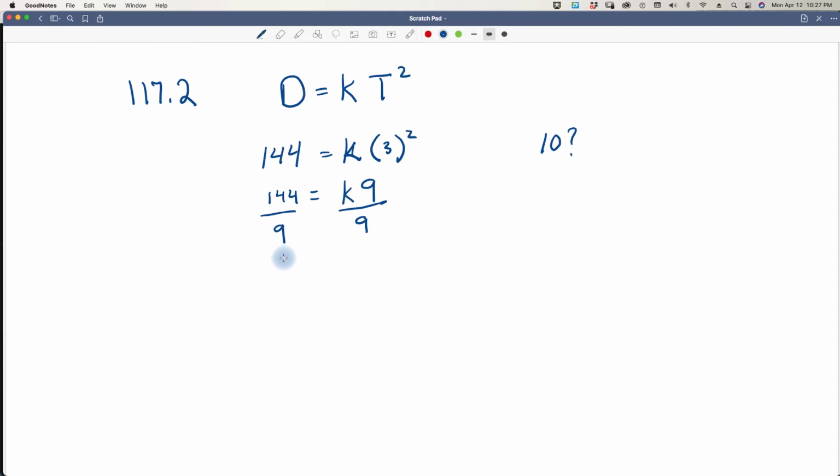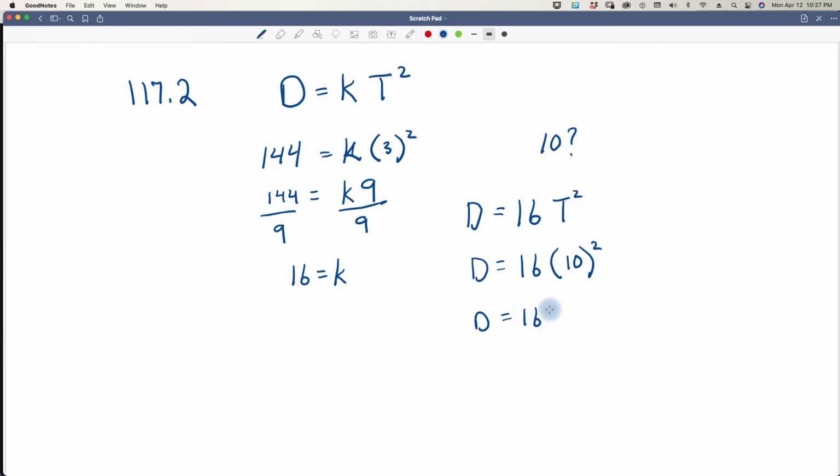All right, so k equals 16. Now we put our constant into our formula. Now we put in our time. Distance equals 16 times 10 squared. We know 10 squared is 100, so 100 times 16 equals 1600. And that's going to be 1600 feet, because that's the dimension it gave us. Easy peasy.